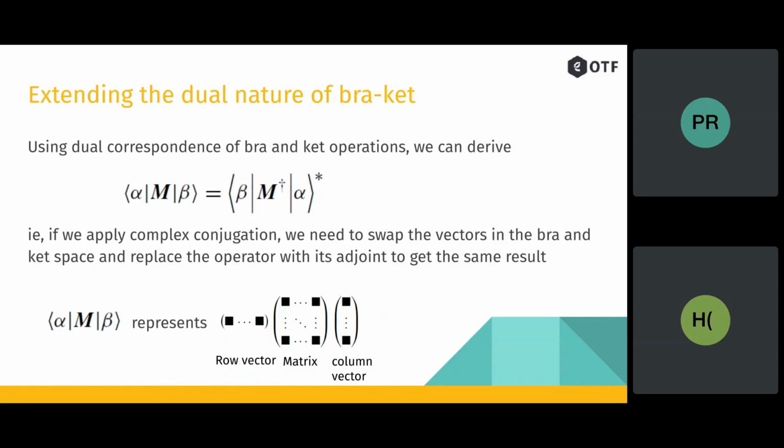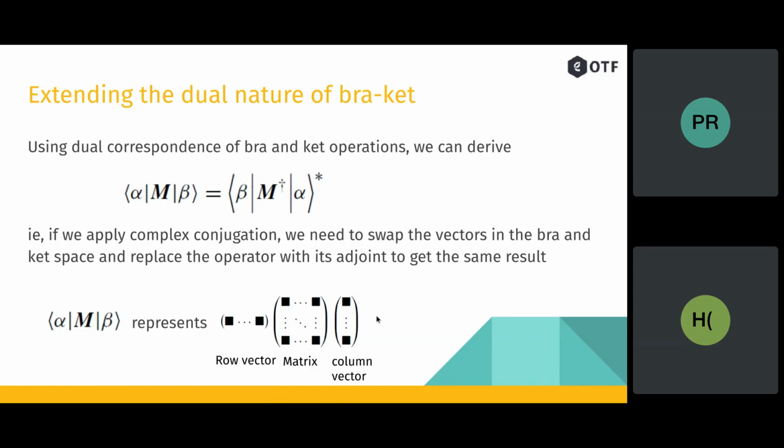So this is the dual. So your ket alpha M, bra alpha M ket beta equal to the complex conjugate of this thing. So beta will come this side. So beta M dagger alpha ket. So when you take the entire thing complex conjugate, your M is the matrix.